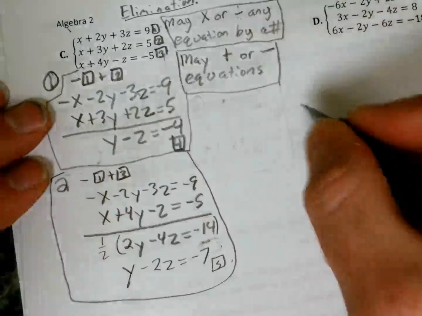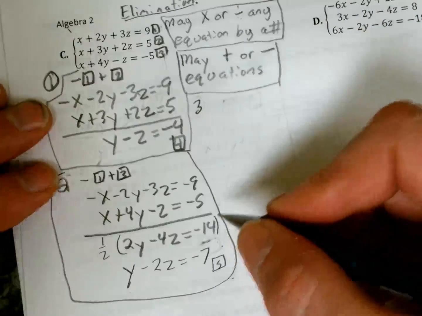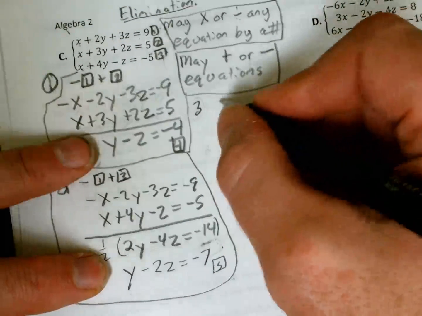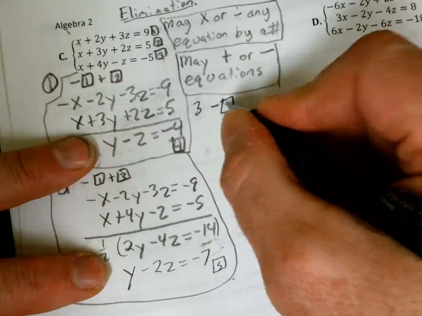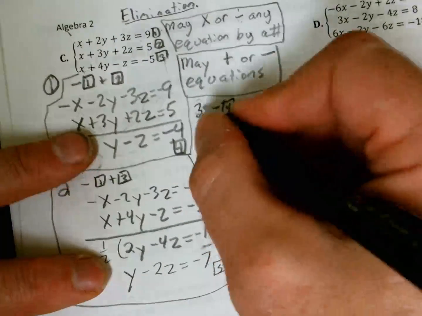All right, I'm going to come over here for step 3. And for step 3, we've got to remove one of these other variables. So I notice my y's are the same, so to get rid of it, I'm going to have to maybe take equation 4. I'm going to take the opposite of equation 4, and I'm going to add that to equation 5. And we'll see what happens.